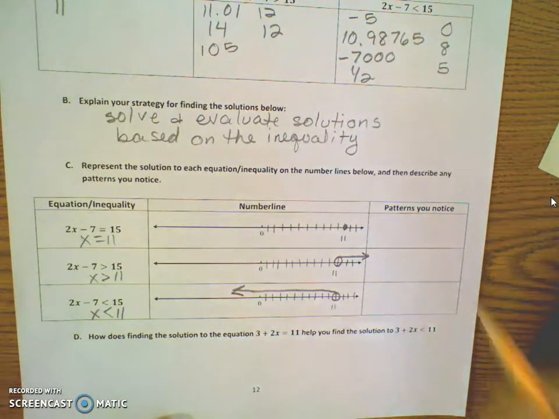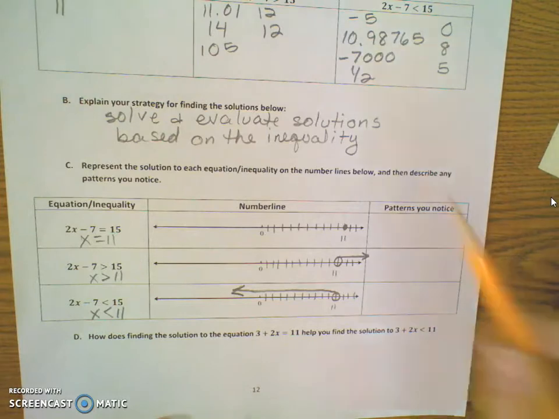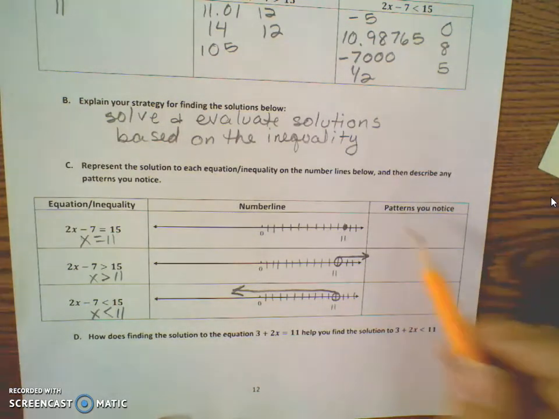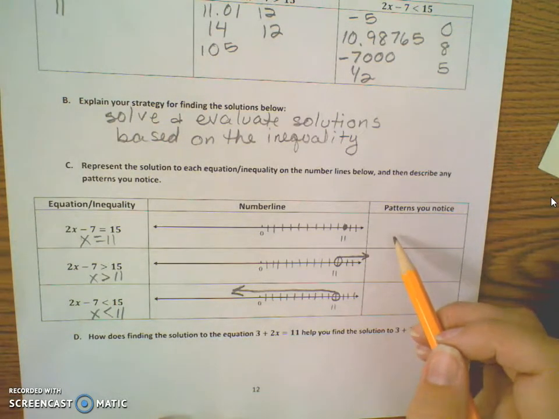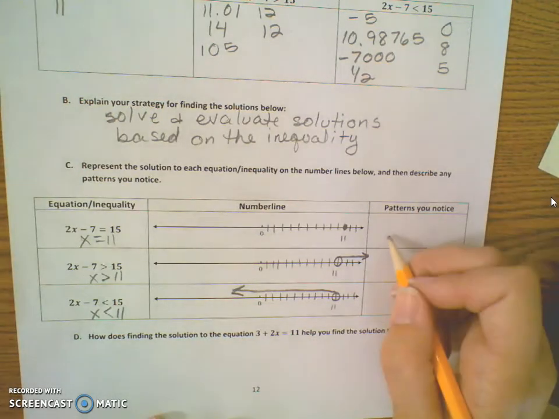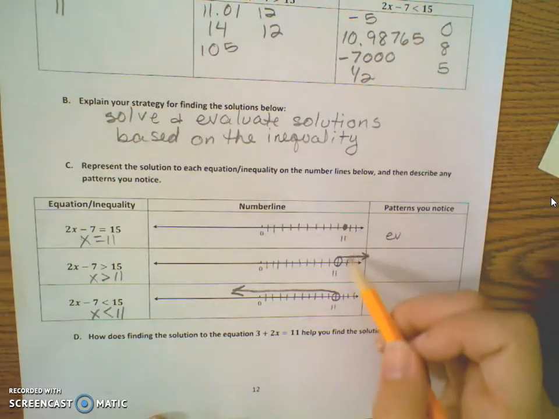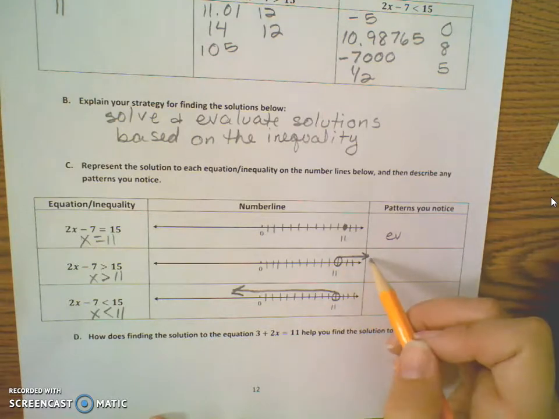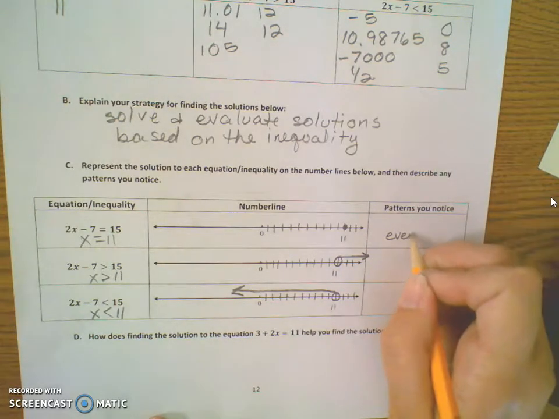And patterns we notice, there's all kinds of patterns on here. I guess the pattern that I would notice most is that everything is used. So at some point in here we've got 11, everything bigger than 11, and everything less than 11.